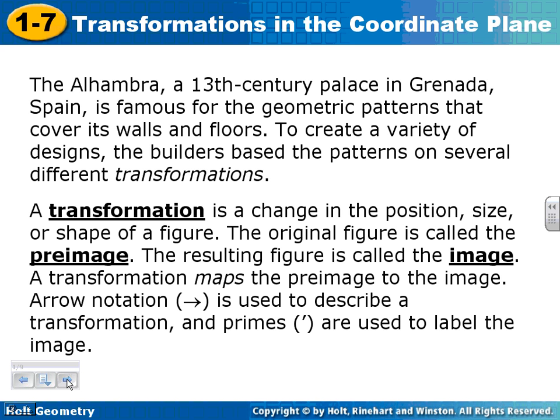A transformation is a change in the position, size, or shape of a figure. The original figure is called the pre-image. The resulting figure is called the image. So pre-image is first, image is second. A transformation maps the pre-image to the image. Arrow notation is used to describe a transformation, and primes, or little apostrophes, are used to label the image.